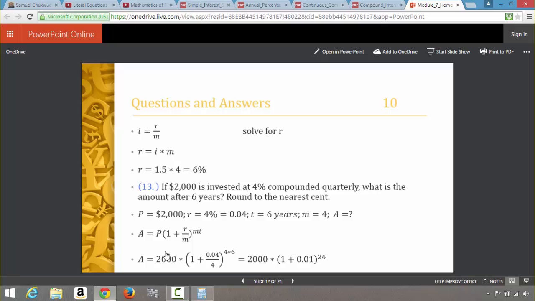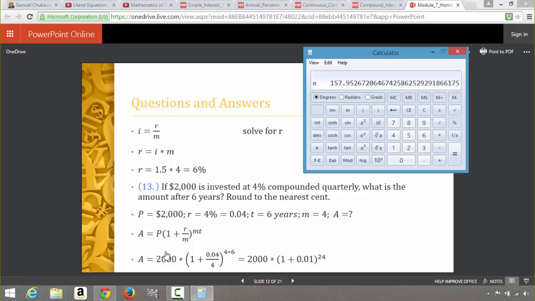So let me show you with the calculator how you can do this. You just do it step by step. You do the parentheses first, then you do exponents before you do the multiplication. So here you do 0.04 divided by 4, and that gives you 0.01. If you just do this the way I am writing it out in these steps, you will not get it wrong. Trust me, you will not. You see how I'm doing it step by step.